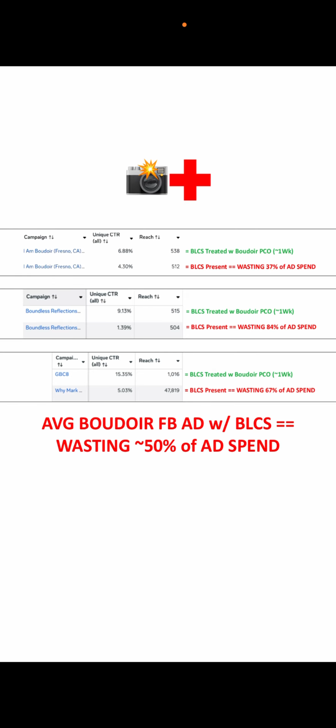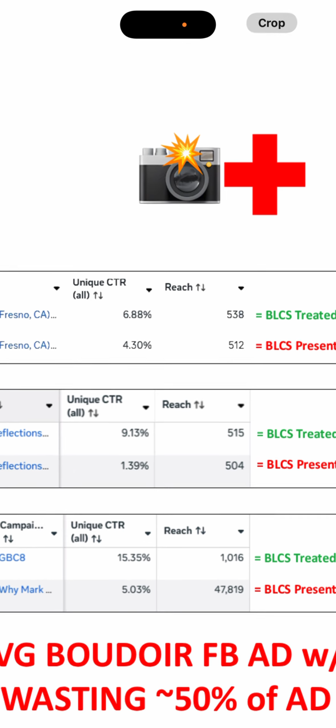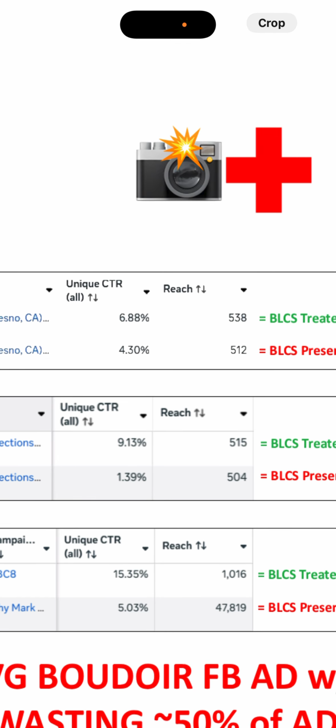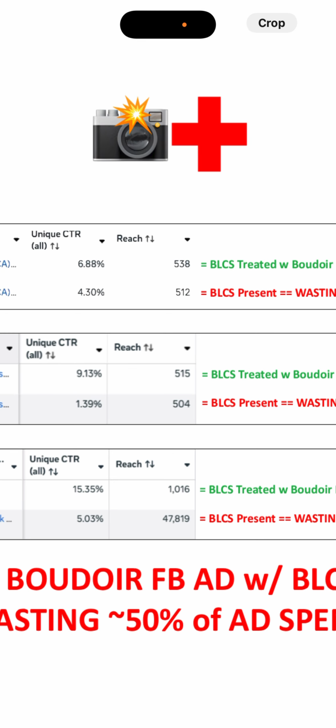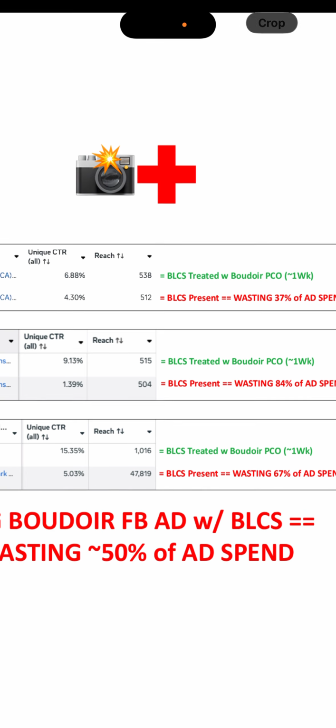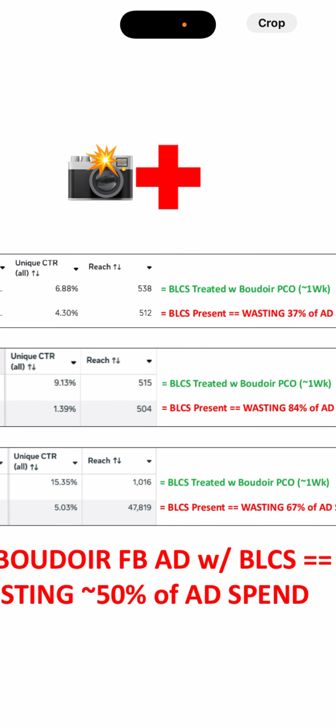Now, in my residency, I went out and hunted some Boudoir Facebook ads. Hunted down 2 and tested them. First one, unique CTRL, 4.3%. So we got BLCS, Boudoir low-click syndrome, here. Since our unique CTRL is below 6%, we know BLCS is present. So I duplicated it and treated it with Boudoir Pico, which takes about a week. Got the unique CTRL up to 6.88%. So instead of our ad only getting to 4 out of 100 women's brains, our ad's now getting into about 7 out of 100 women's brains.